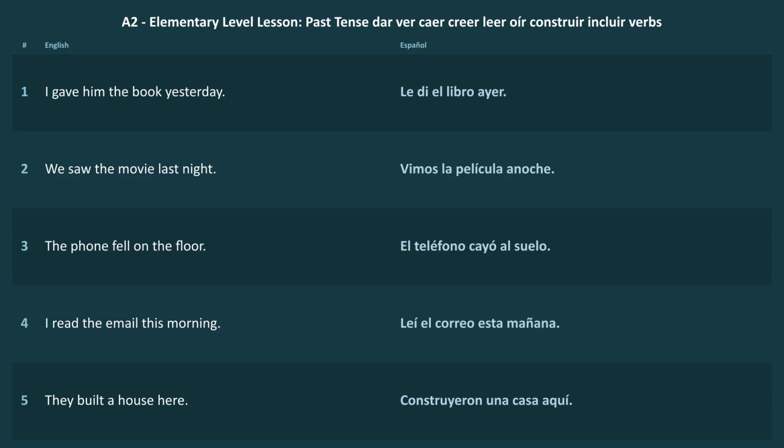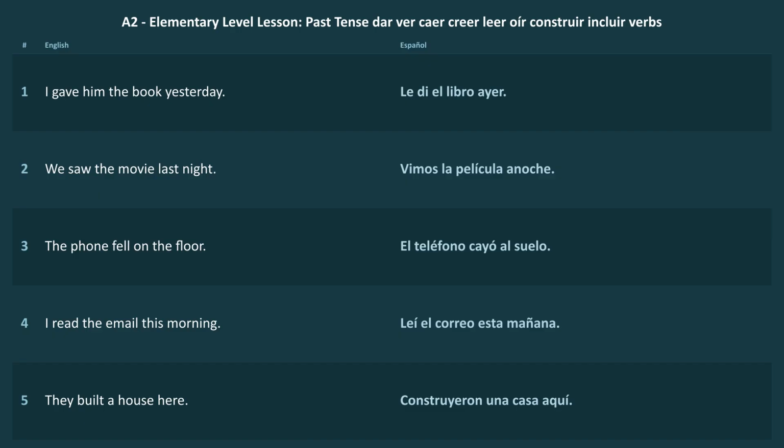Today we're working on a very useful little group of Spanish past tense verbs: dar, ver, caer, creer, leer, oír, construir, and incluir. These are the kinds of verbs that pop up in real life all the time. You gave something, you saw something, something fell, you read a message, you heard a noise. So this lesson is practical from the very first minute. And here's the good news. There's a pattern. Actually, there are two main patterns, and once you hear them a few times, they start to stick.